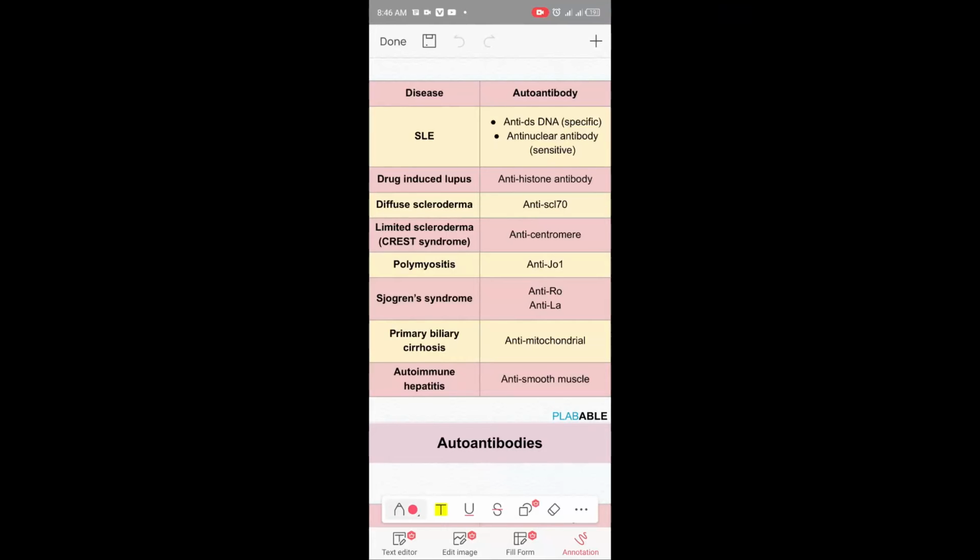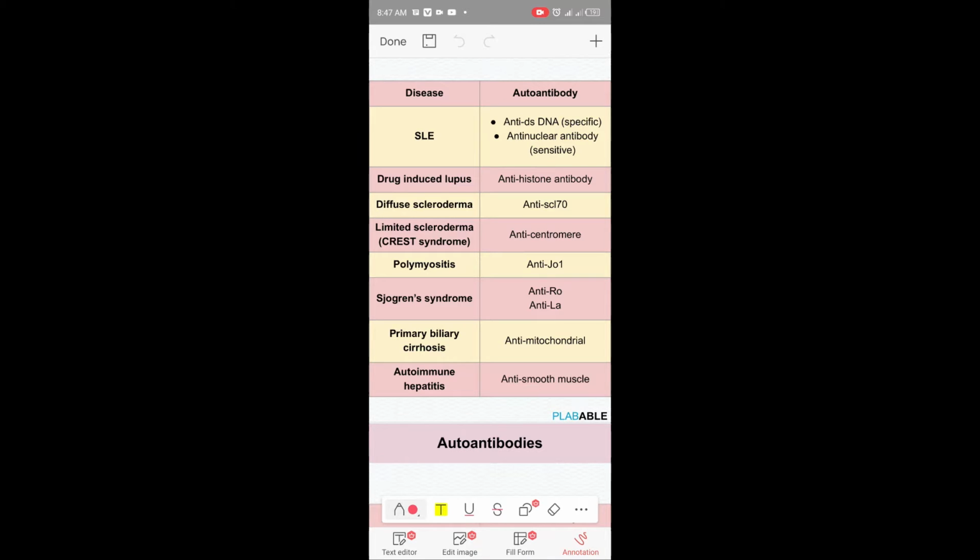Today's lecture is about rheumatology. This lecture is suitable for those people who are either going to start their PLAB 1 preparation or who are done with their preparation and are going to revise before the exam. Nevertheless, you can go through this lecture anytime in between, but particularly for those who are going to start or who are going for the revision.